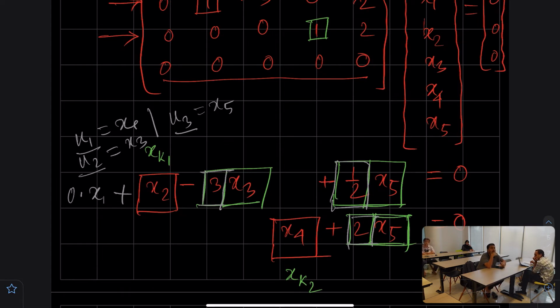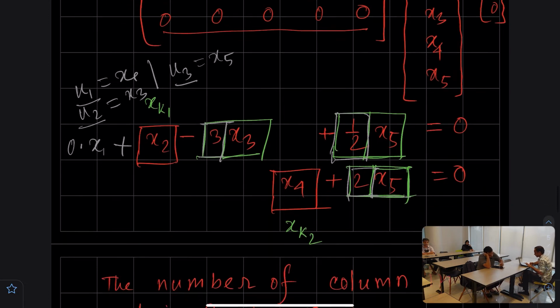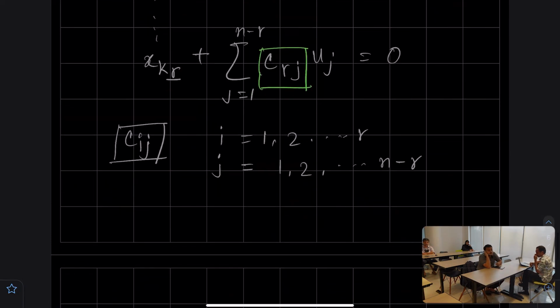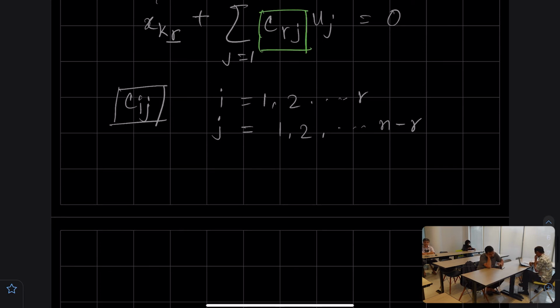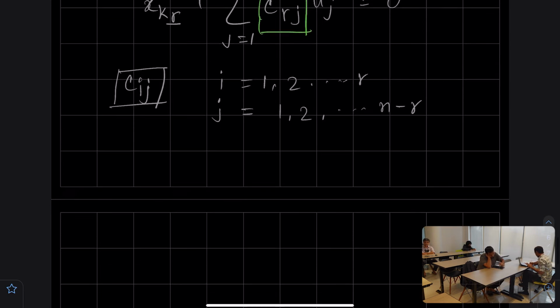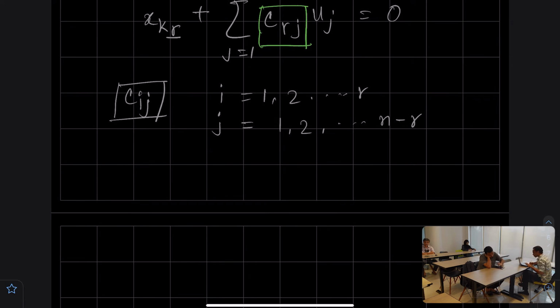Then for the second row, C21 is 0. Okay, C22 is also 0, then C23 is 2. And then all the rest is 0. C31 is 0, C32 is 0. For the second row, there is another: x2, x5 is a free variable. He mentioned already.